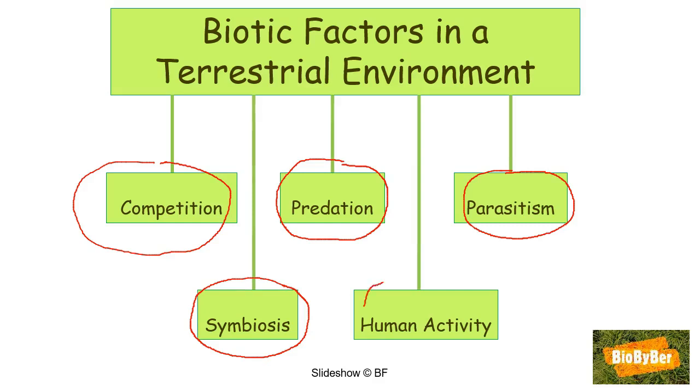And human activity is also another very important biotic factor that can affect life in a terrestrial environment. So for example, if Joe Soap decides to go out with the shotgun or to spread poison, then that's going to affect the population of poor rabbits.